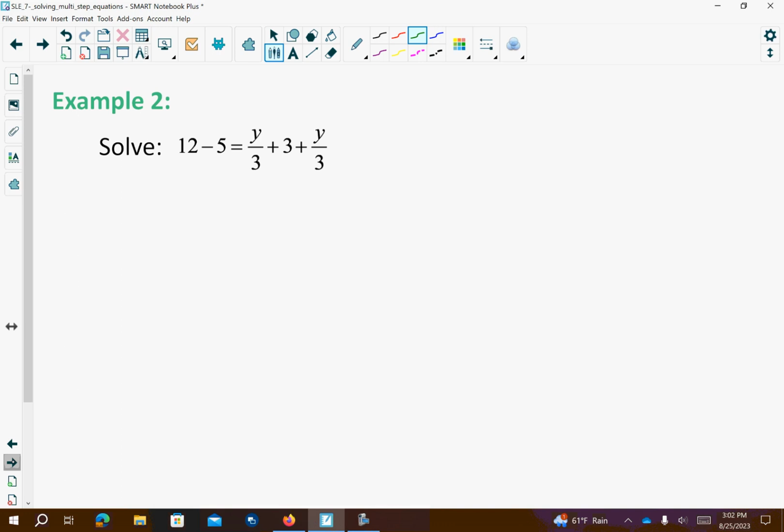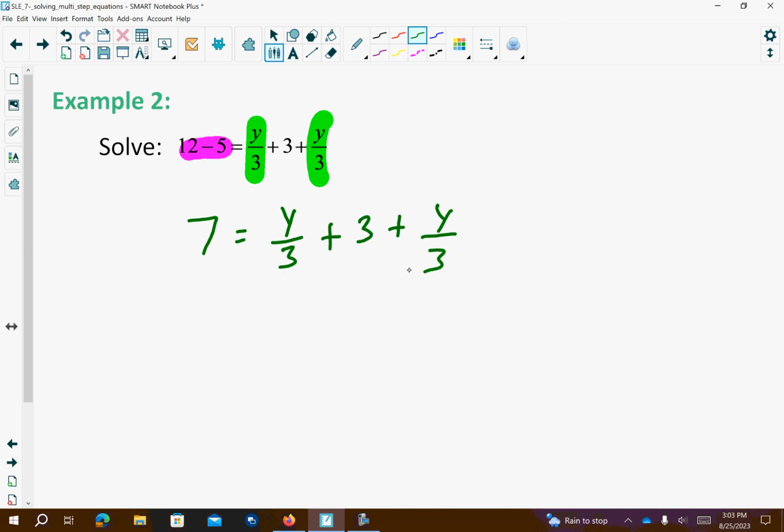Example number 2 on page 25. We have, again, a couple of things to make note of before we start doing anything. I have that is on the same side, but I also have both of those on the same side. So let's take care of the 12 minus 5 first. So 12 minus 5 is going to give me 7, and then I'm going to have y over 3 plus y over 3. All right, we talked about this past week, what are we going to do when we have denominators? Well, let's maybe think about, these are both the exact same. Do you agree?